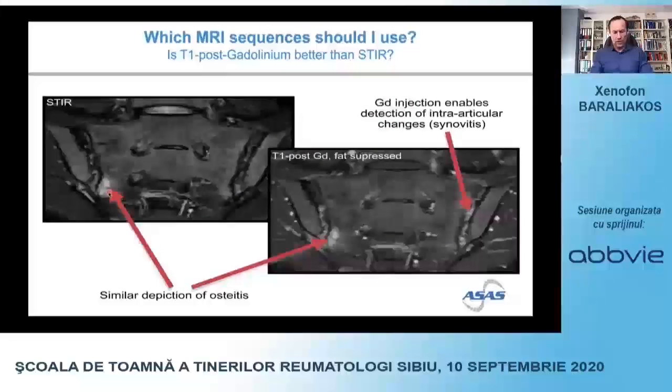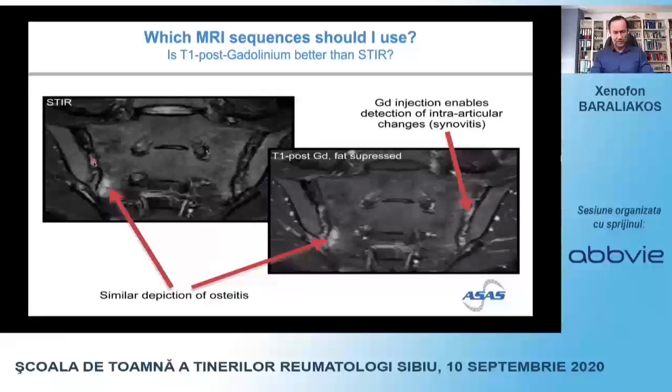Now, the other question that I believe some people may ask is, okay, for classification and for diagnosis or for daily practice, what kind of sequences do I need? Do I always need gadolinium, or can I use the STIR sequences? You see here the response to this question. We have a similar depiction of osteitis, which means that the STIR sequence is as good as the gadolinium sequence to capture sacroiliitis.